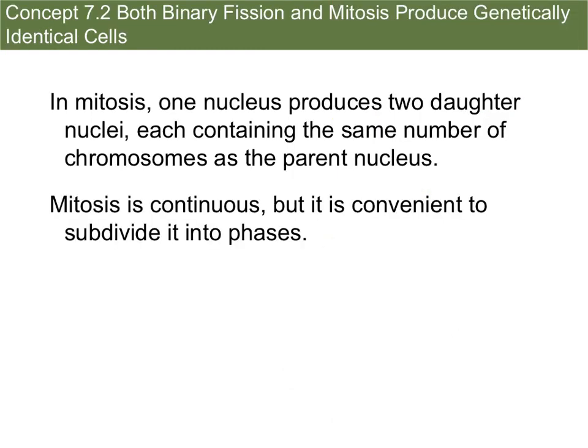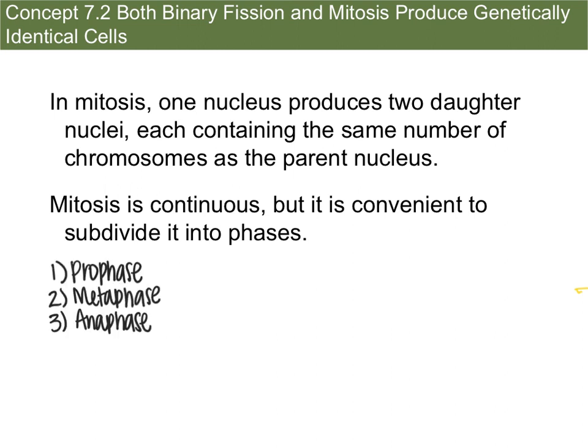Now, in mitosis, you have one nucleus from the parent cell that ends up producing two daughter nuclei, each containing the same number of chromosomes as the parent nucleus, so what it was originally. Mitosis is continuous, but it's convenient to subdivide it into phases, which you learned in freshman biology. A friendly reminder of those phases are prophase, metaphase, anaphase, and telophase.